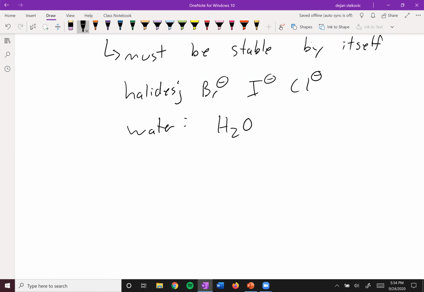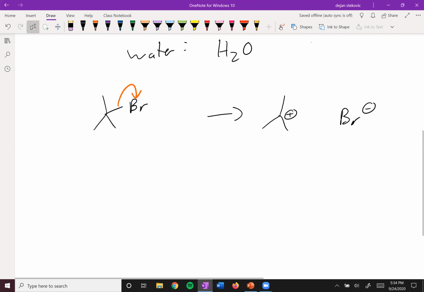So for example, we could go from the left to the right. So think about the differences here. Here we broke this C-Br bond, and if you think about where the electrons went, they went to the bromide, and so that mechanism would look something like that.